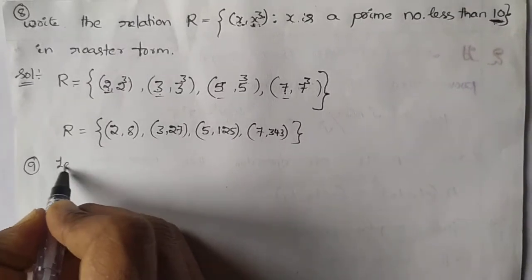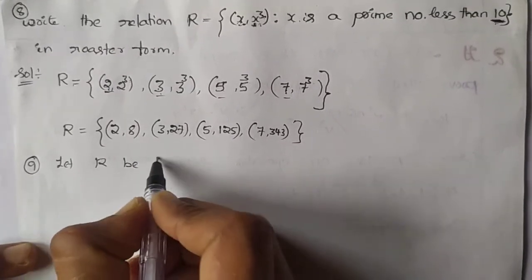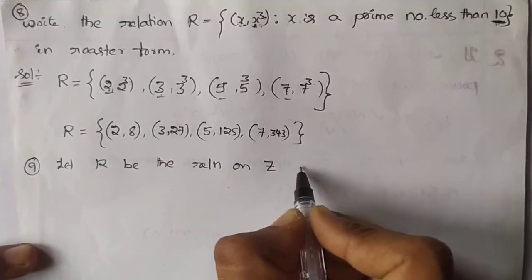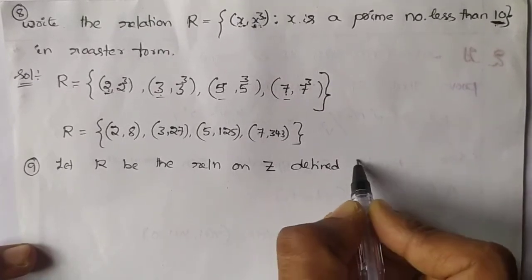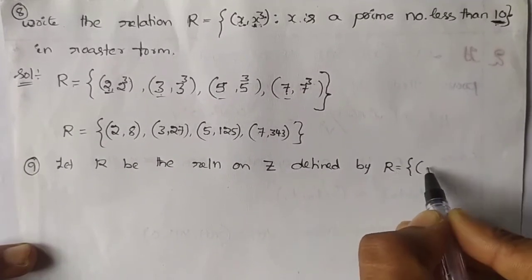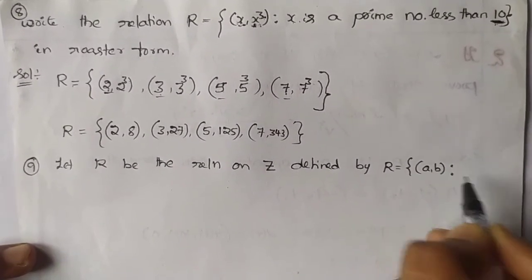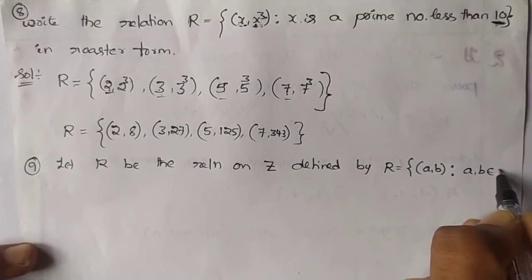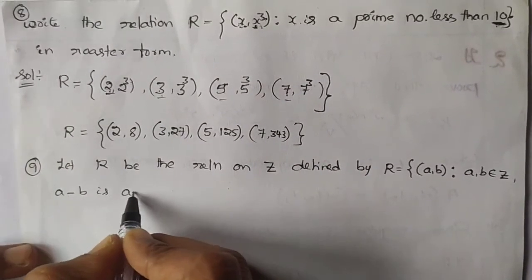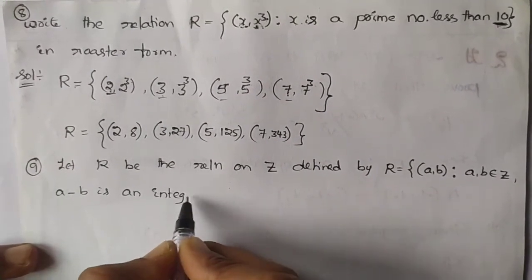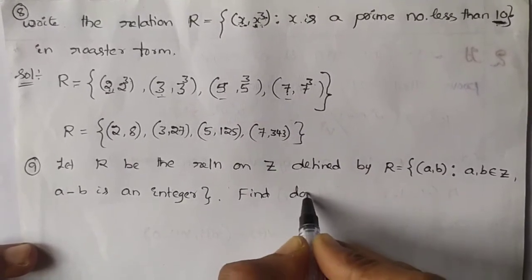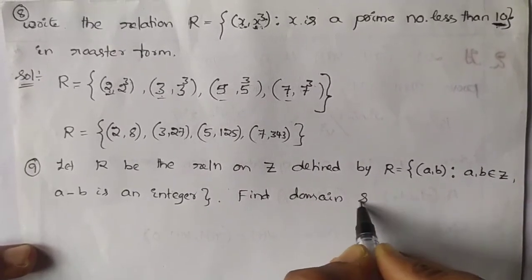Let R be the relation on Z defined by R equals to {(a, b) such that a, b belongs to Z, a minus b is an integer}. Find domain and range.